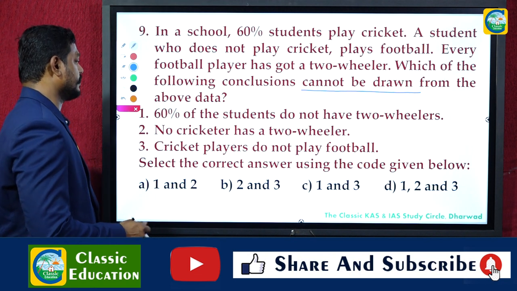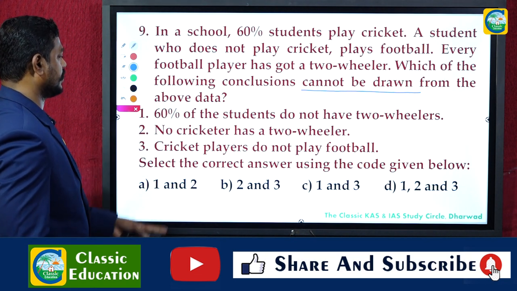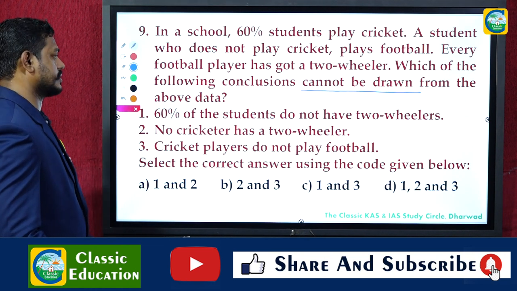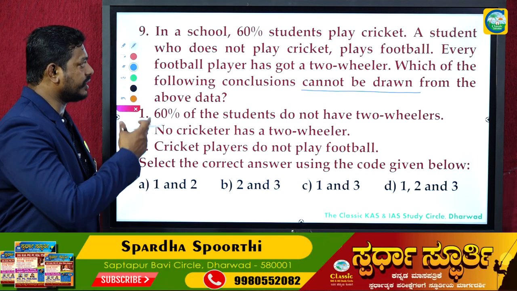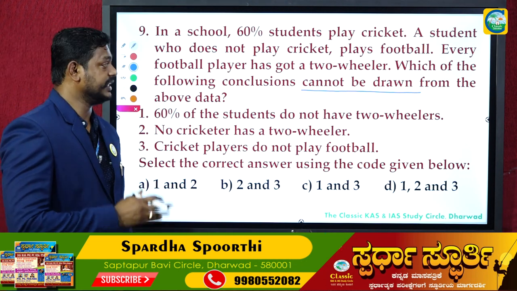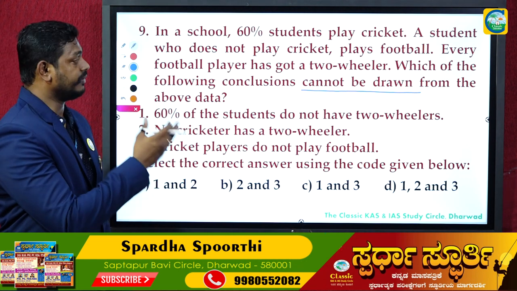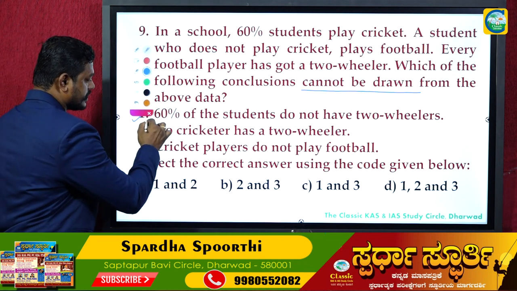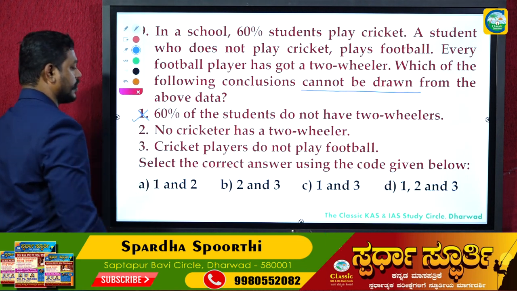First we'll check the options here. The first option is: 60% of the students do not have two-wheelers. We can't say this, friends. Why? Because they have not given the proper information. 60% of students play cricket, that's all. They didn't tell about the two-wheelers; they only said it about the football players. So this first option cannot be drawn.